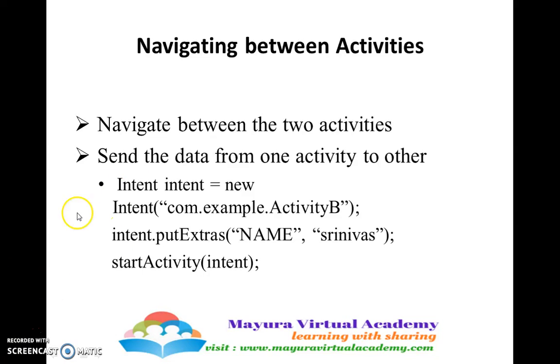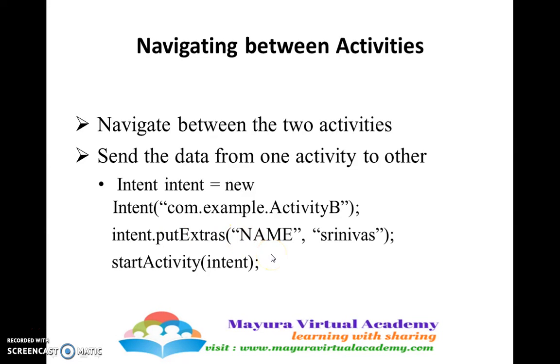So we create an intent object, and to that intent object we'll be passing the component name, which we know: that is, from activity A I need to navigate to activity B. So we'll be mentioning the parameters of activity B, and since we need to send the data to activity B, we'll be using the putExtras method using a key value pair.